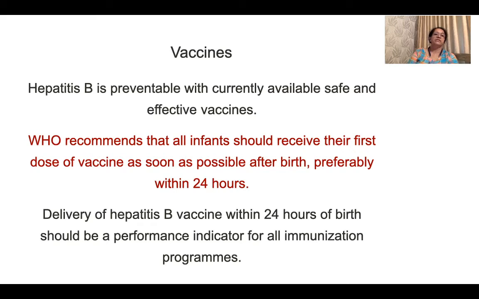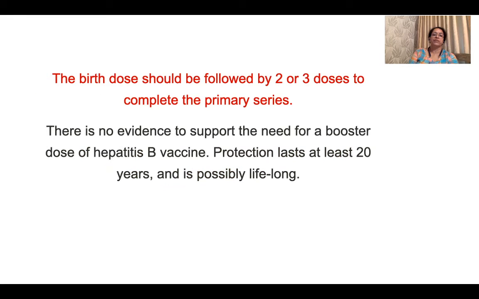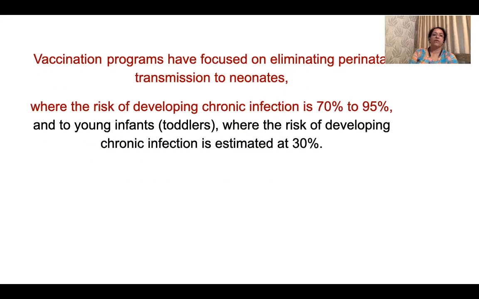WHO recommends that all infants should receive their first dose of vaccine as soon as possible after birth, preferably within 24 hours. Delivery of hepatitis B vaccine within 24 hours of birth should be a performance indicator for all immunization programs. The birth dose should be followed by 2 or 3 doses to complete the primary series. There is no evidence to support the need for a booster dose of hepatitis B vaccine. Protection lasts at least 20 years and is possibly lifelong.